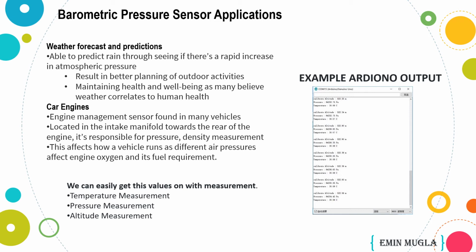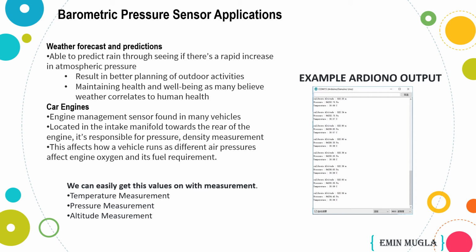We can use these barometric pressure sensors in cars or for weather forecast predictions, able to predict rain by seeing if there is a rapid change in atmospheric pressure, resulting in better planning of outdoor activities and maintaining health and well-being, as many believe weather correlates to human health. Also, we can use it for car engine management. The sensor found in the vehicle is located in the intake manifold toward the rear of the engine. It's responsible for the pressure density measurement.